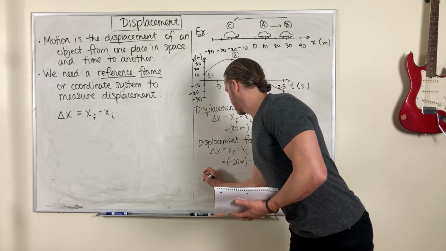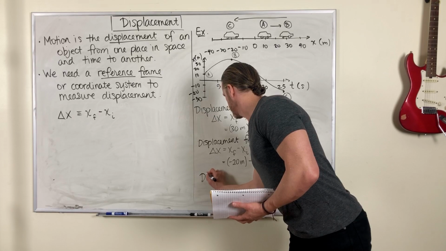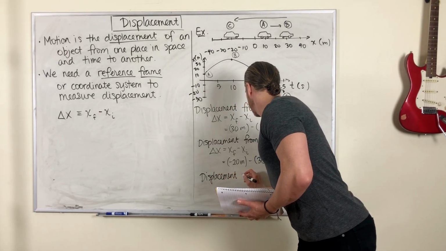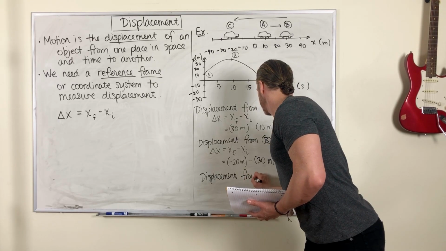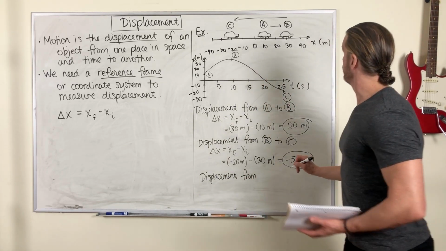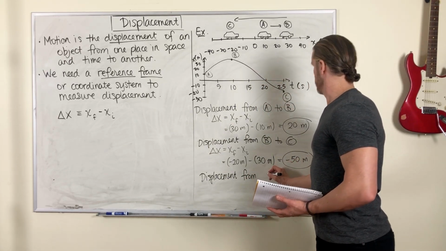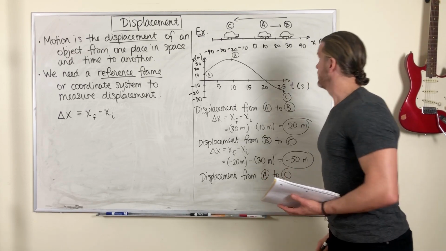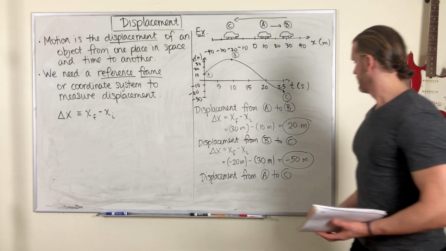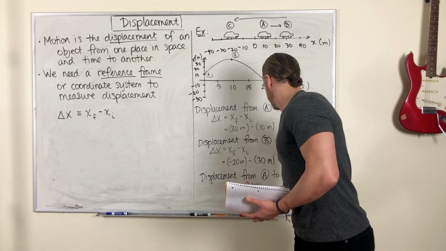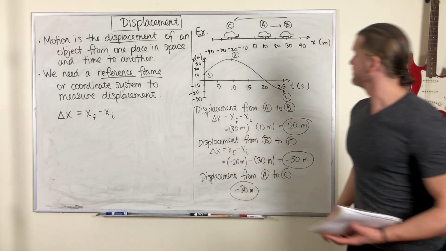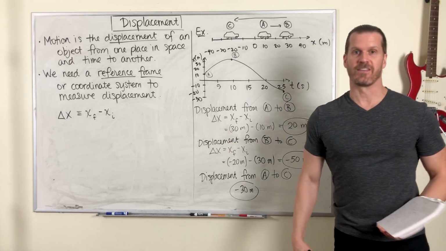So just for practice, see if you can calculate the displacement from A to C. And I'll give you the answer. It's negative 30 meters. See if you can get that on your own.